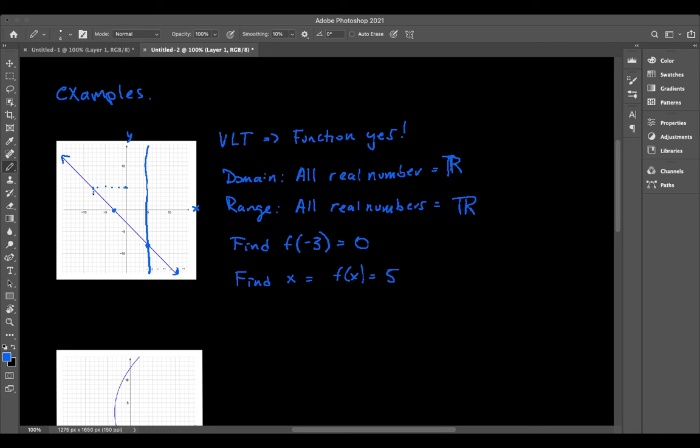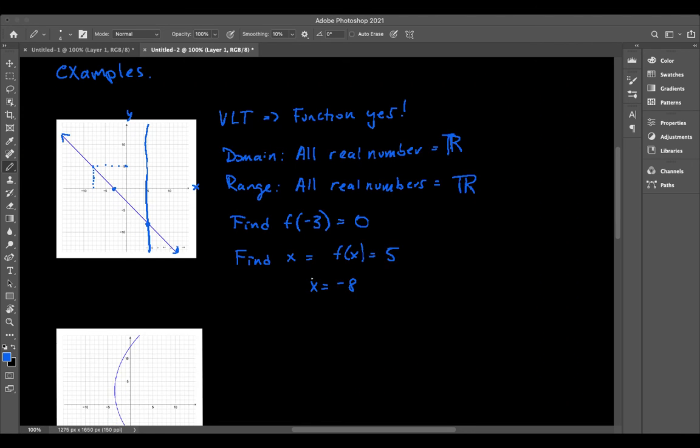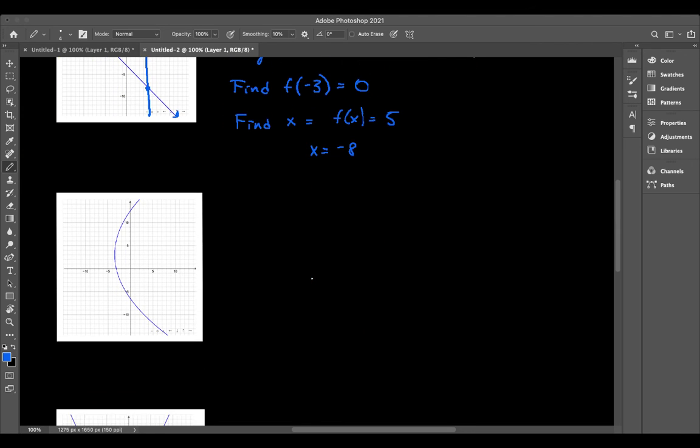Okay, and it goes down right there. So that's 5 on the graph, and it hits this point and it goes all the way down to, let's see, 6, 7, 8. So that would be -8. So x in that situation would be -8. And again, this is a function because it's a one-to-one relationship. Again, the hard part is going to be the domain and range for anybody.